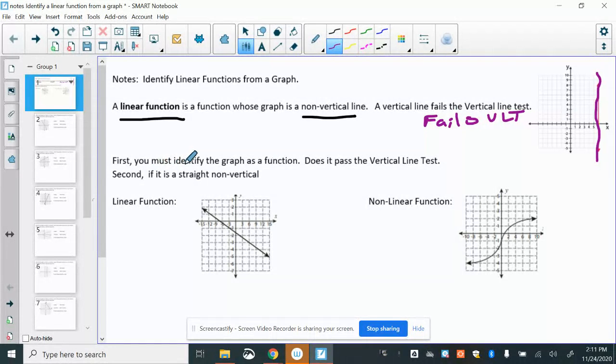Second, if it is a non-straight vertical line. All right, so this is an example of a linear function. It passes the vertical line test. It is a straight line.